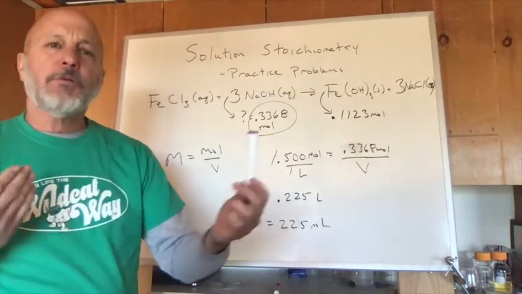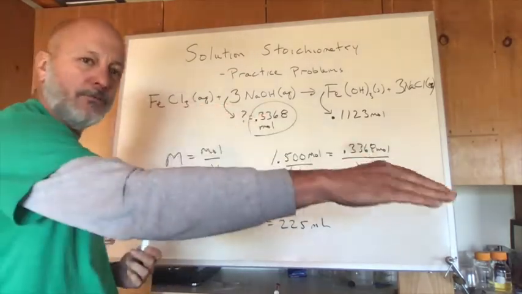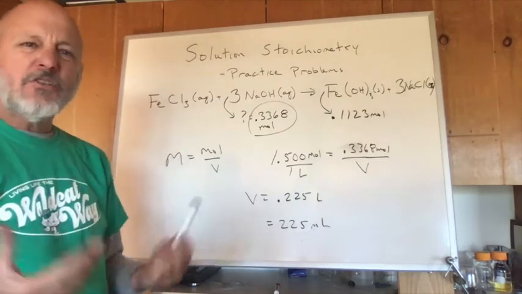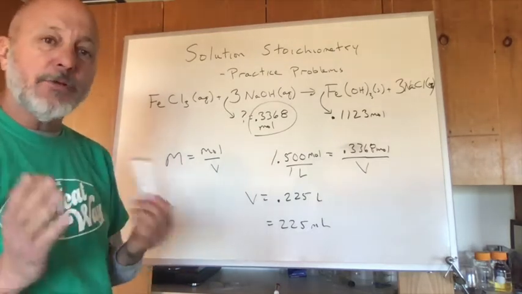So now we've worked these problems a couple different ways, forward and backwards. Now let's look at a slightly more complicated limiting reactant problem.